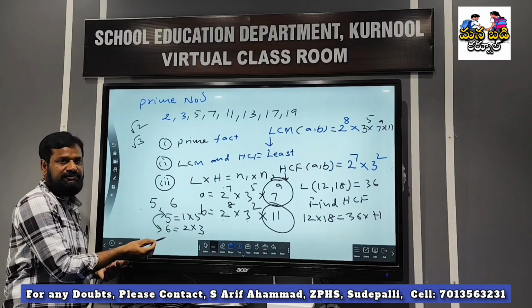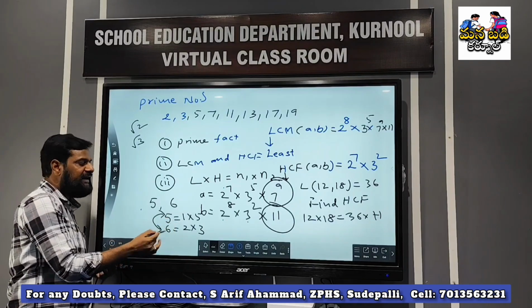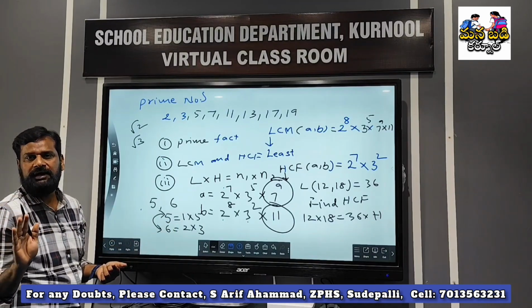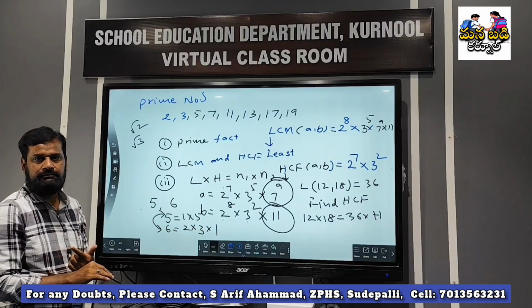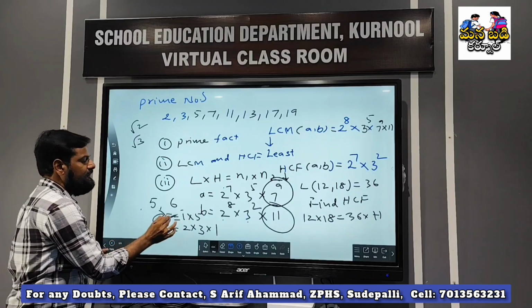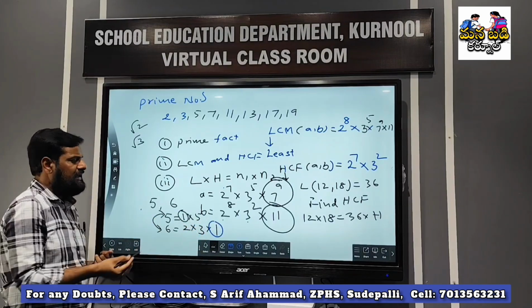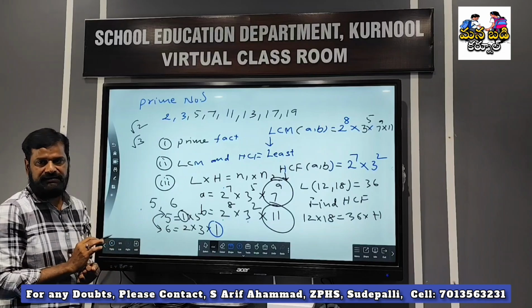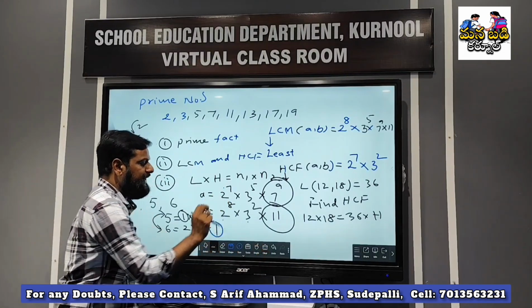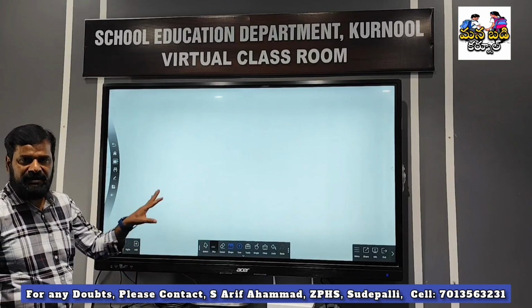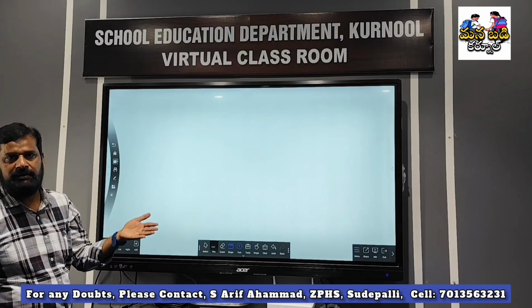There shouldn't be any common factor. If there is no common factor, you should not write 0. Nothing is there, so I can write 2 into 3 into 1 also. 1 is a universal factor. So HCF is 1. LCM is 5 into 2 into 3. So this type of models students have to practice. Why? Because these are the limited chapters to get maximum marks.